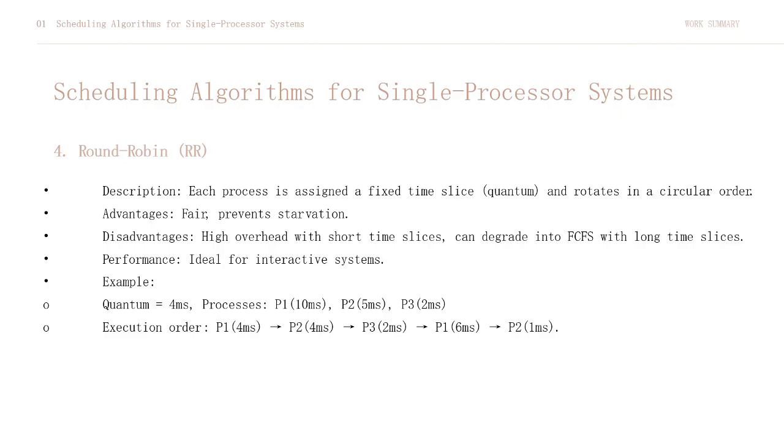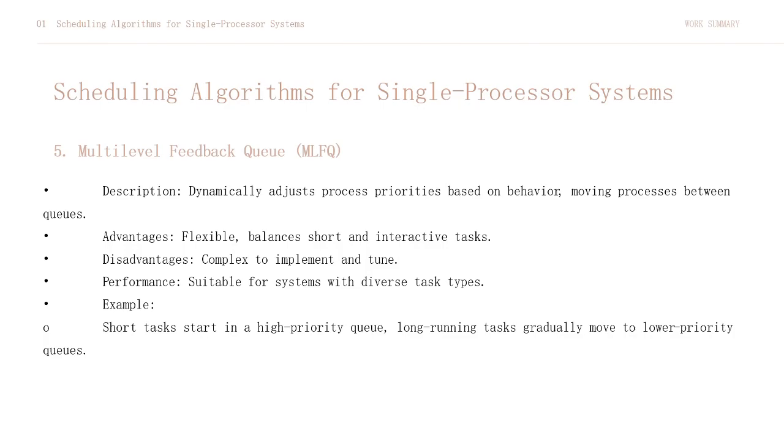And then it's round robin. It features that each task gets a time slice in turn. It's fair, ideal for multitasking, but short time slices increase overhead. And then is MLFQ. Its feature is priorities adjust dynamically. It's flexible for mixed tasks, but it's complex to implement.